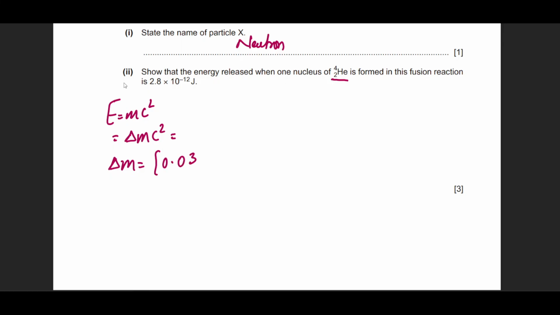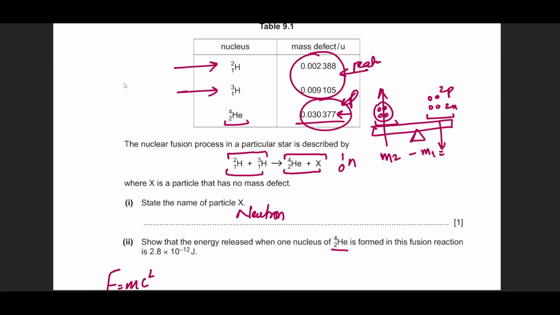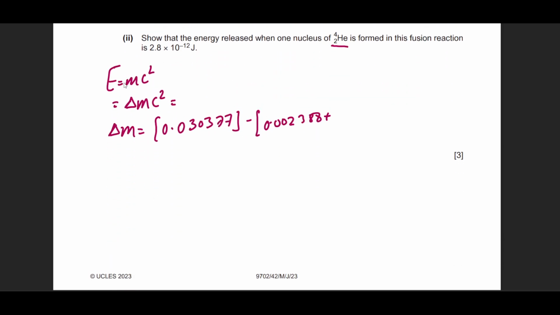So 0.03037 minus both of the reactants added together, 0.002388, plus this was actually the mass of H21 and this is actually H31. So plus 0.009105. Okay. This is the change in mass of the whole situation, multiplied by c squared.